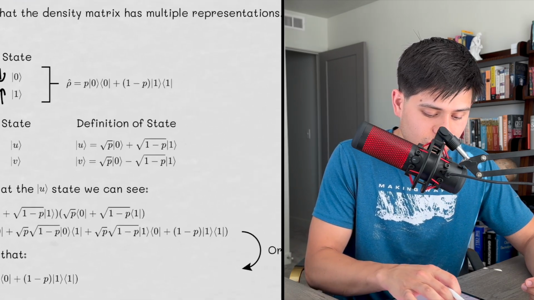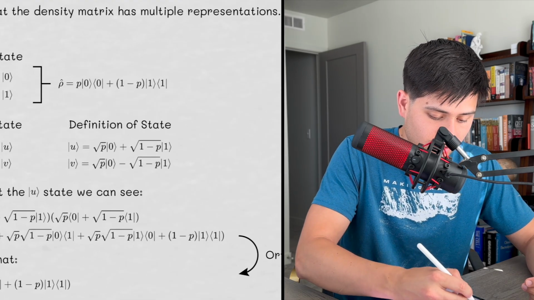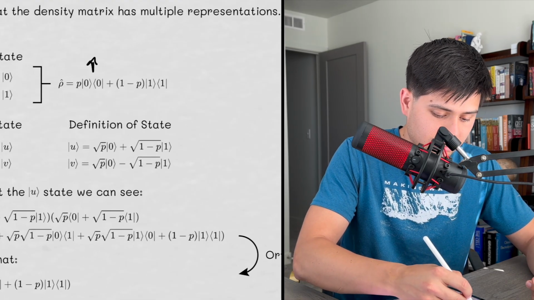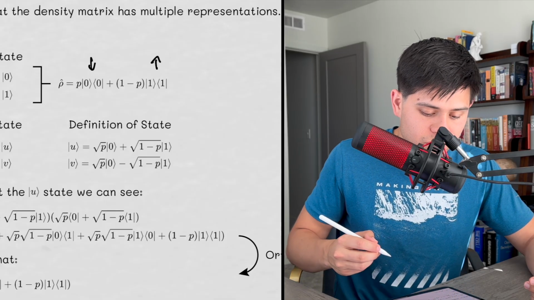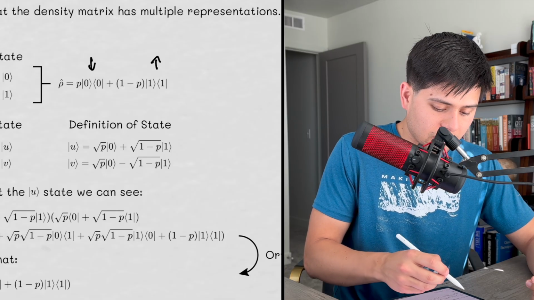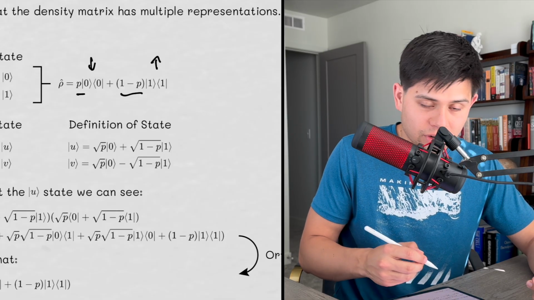Our density matrix looks like this. These are going to be our down states, and these are the up states. And then we have our probabilities in front of them, or our fractions in front of them.